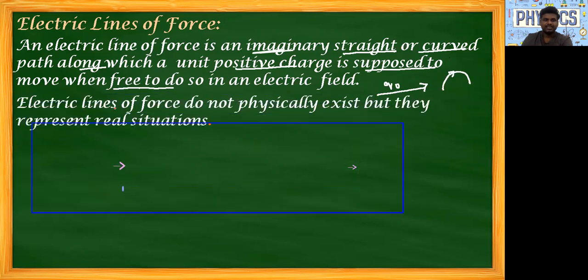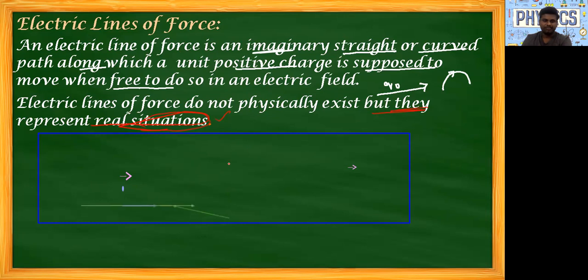Now you see, the electric lines of force do not physically exist, but they represent the real situations. Even though the electric lines of forces physically do not exist, they represent the real situations. Okay. Now we will see the electric lines of force for straight line and curved one, how we represent diagrammatically.